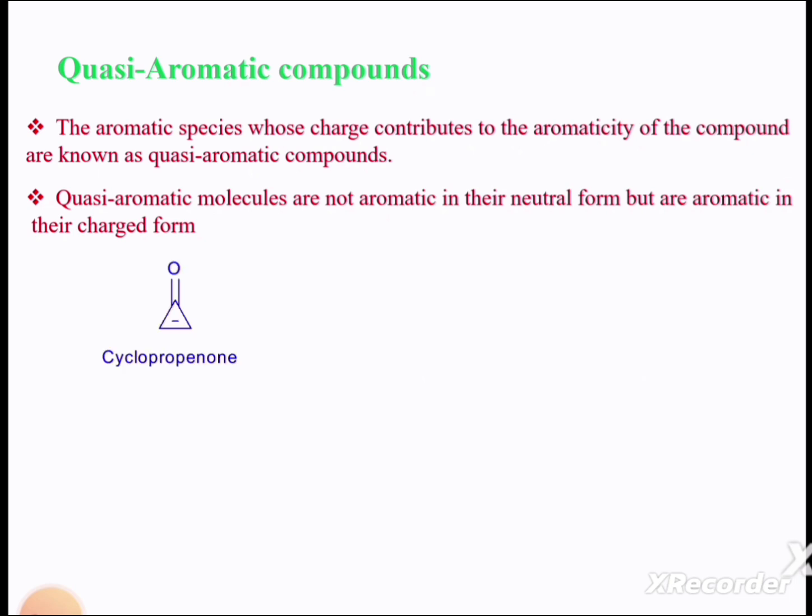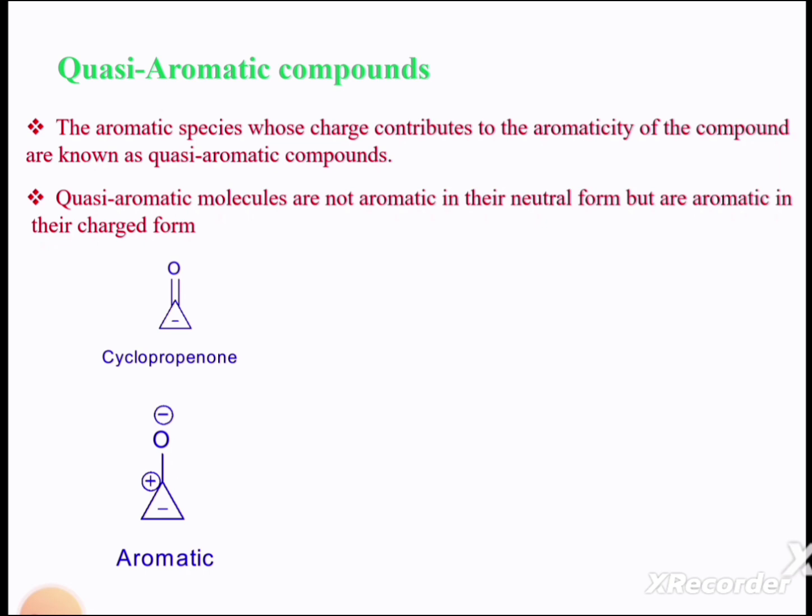So, let us discuss the cyclopropenone system. This is a cyclic carbonyl compound which can form an ionic form. As we know, the carbonyl functional group is polar in nature. Carbon has a partial positive charge and oxygen possesses a partial negative charge. So this part will be a cyclopropenyl cation and this will be aromatic in nature. So the total compound will be aromatic in nature.